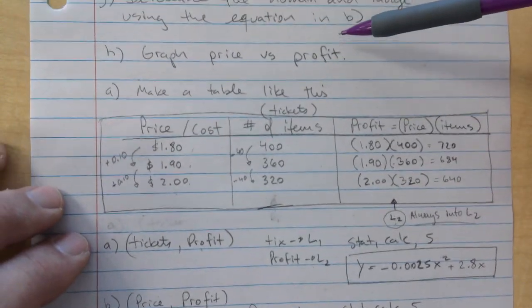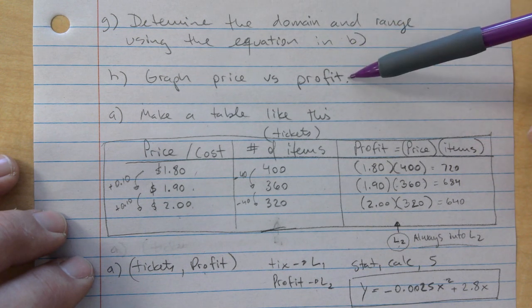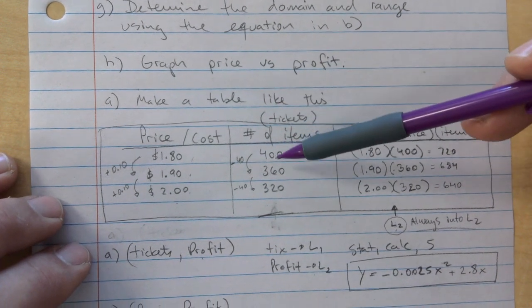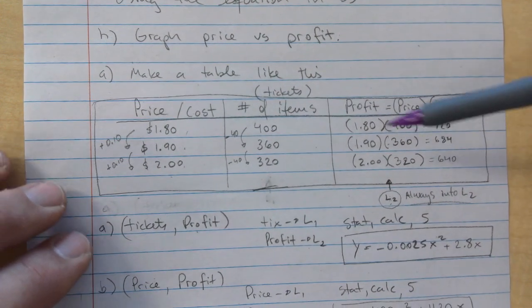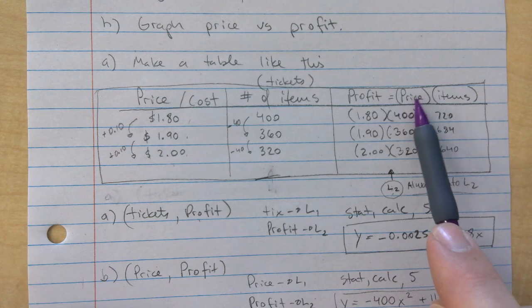So there were more questions here. We're going to find the domain and range, the price. We're going to graph price versus profit. And so to come up with the equation, you need to make a table like this. The order of these two doesn't matter, but make sure the profit is at the end.